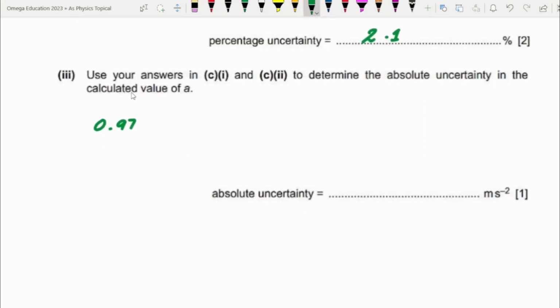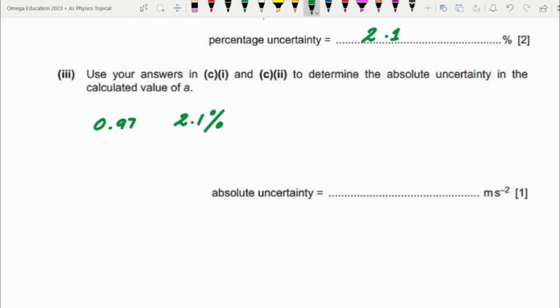What is the percentage uncertainty? 2.1%. All you gotta do is find 2.1% of your principal value. So 0.97 times 2.1 divided by 100. So I'm going to hit it on meter per second square.